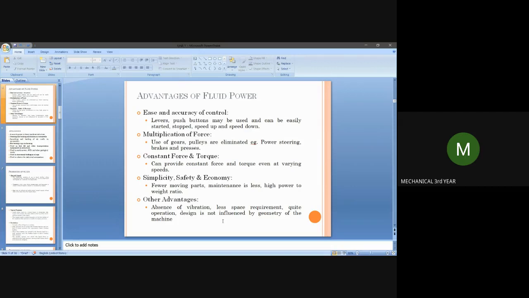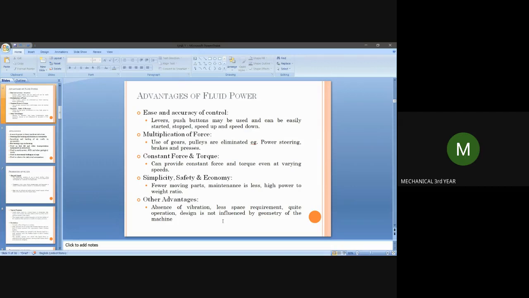The cutting stroke will be slow, and the return stroke will be fast, and that is called Whitworth's quick return mechanism. The return stroke should be faster. That can be achieved with the help of hydraulics and pneumatic systems. So I hope this point is clear to you.